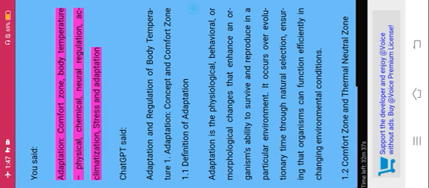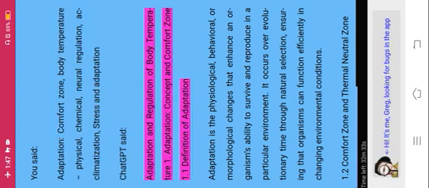Let me know the next topic. You said adaptation, comfort zone, body temperature, physical, chemical, neural regulation, acclimatization, stress and adaptation. ChatGPT said adaptation and regulation of body temperature.